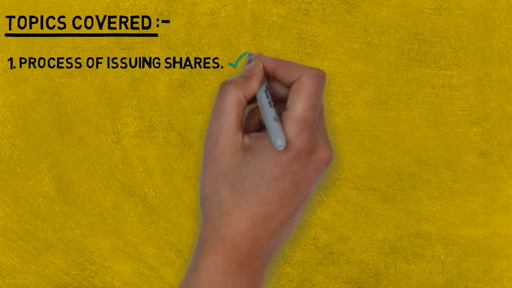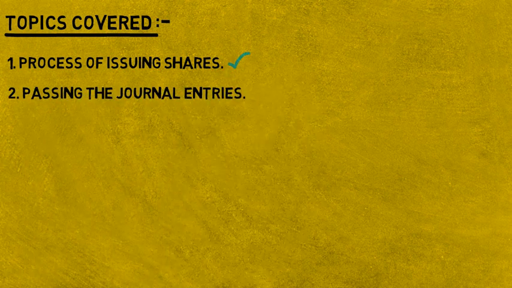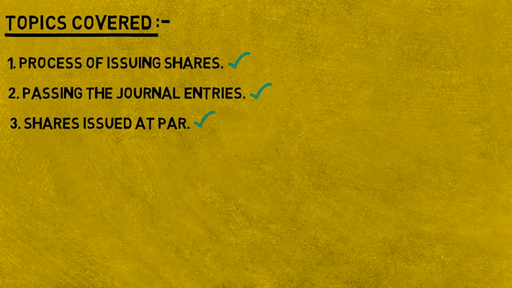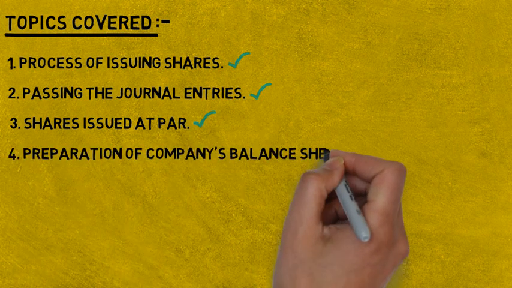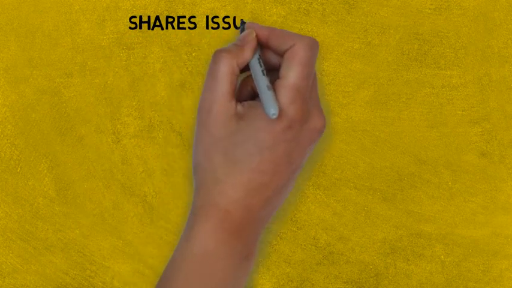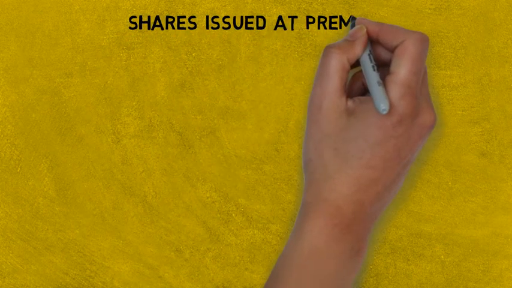In the previous video, we have studied the process of issuing shares, how to pass the journal entries for shares issued at par, and the preparation of company's balance sheet. Now in this video, we will study the topic shares issued at premium and what changes take place in the journal entries under this topic.